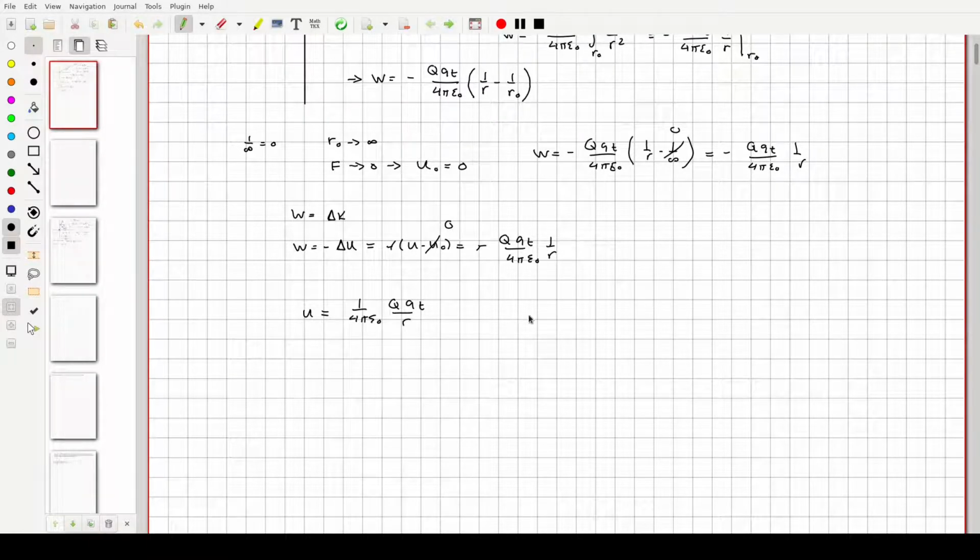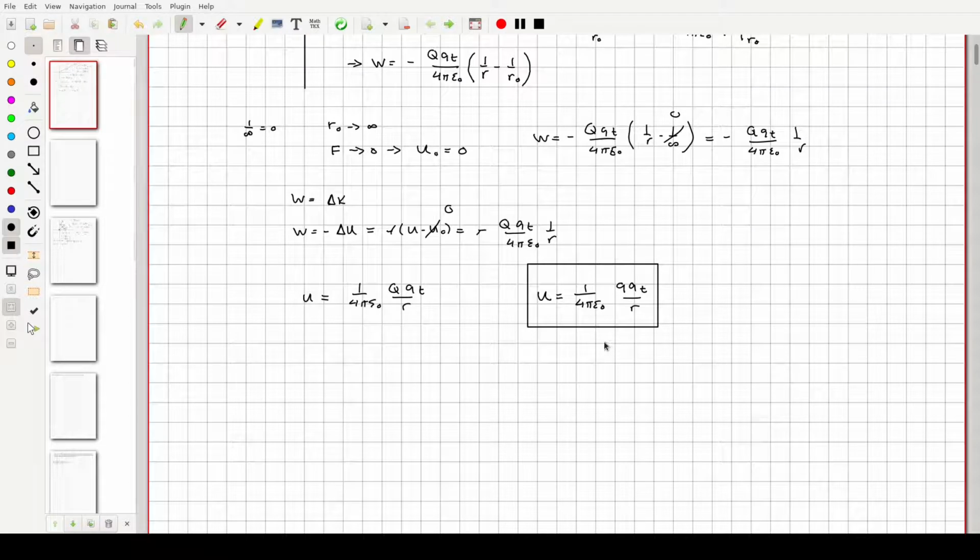And in general, we say that due to a point charge, the potential energy is 1 over 4 pi epsilon naught q sub t over r. So this is something that you can write down and you can use. But it turns out that this, I'm not going to say is of limited use, but is not used as frequently as something that is very closely related to it.